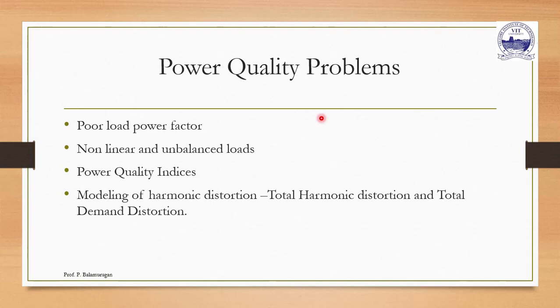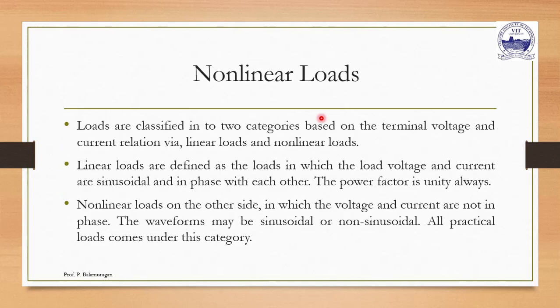So what are the general problems associated with power quality? The first is poor load power factor, then nonlinear and unbalanced loads, the power quality indices, and modeling of harmonic distortion. In modeling harmonic distortion, we have two categories: one is total harmonic distortion, the other is total demand distortion. There is a slight difference between them. First, we have to define what a nonlinear load is, and based on this provide the classification.